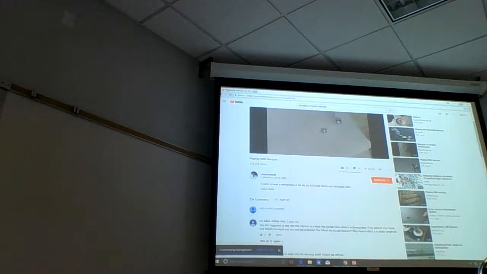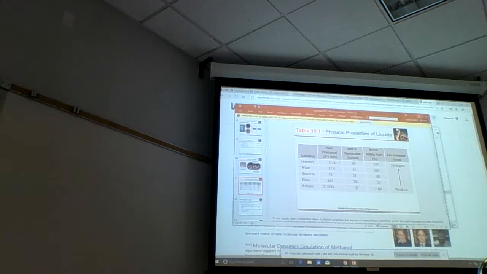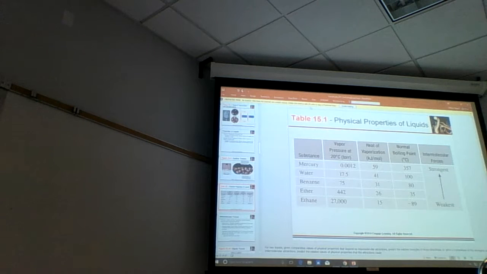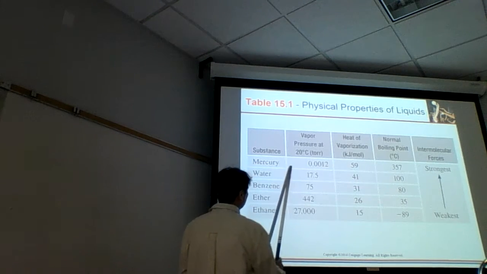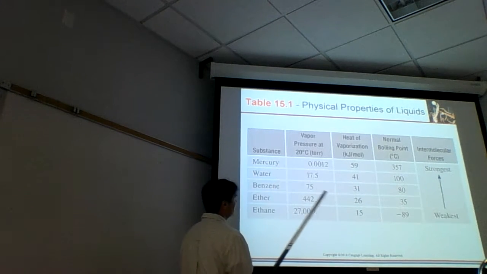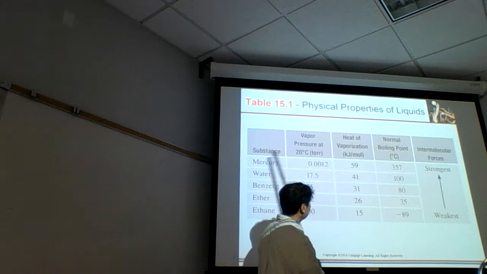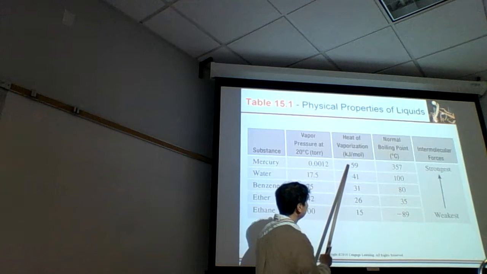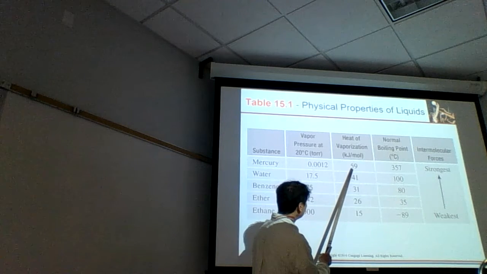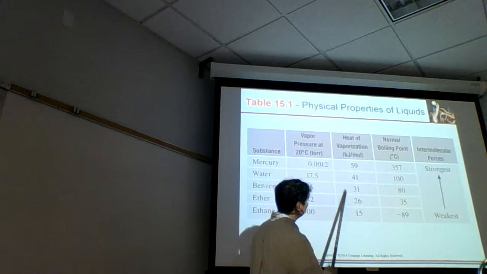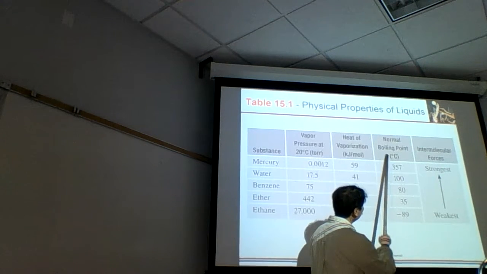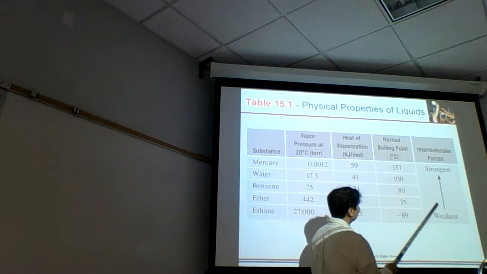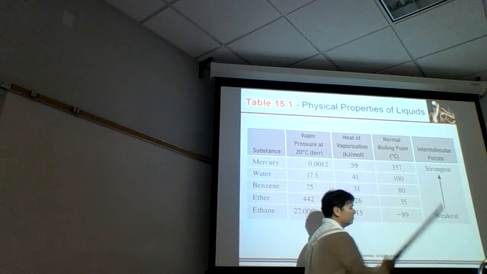All right. Well, anyway, that's vapor pressure. So things with very strong attractions have low vapor pressure. Things with very strong attractions will have a very high heat of vaporization here. So mercury has the highest, ethane the lowest. And things with the strongest attractions will have the highest boiling point, 357. So we look at the intermolecular forces here.